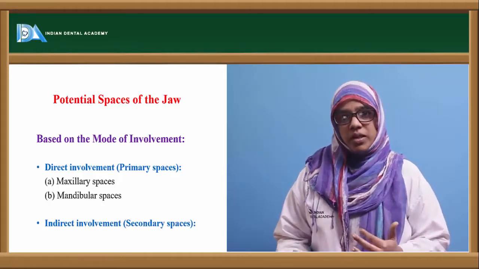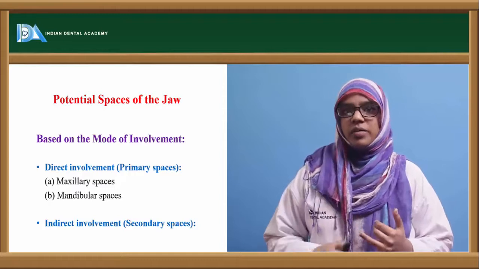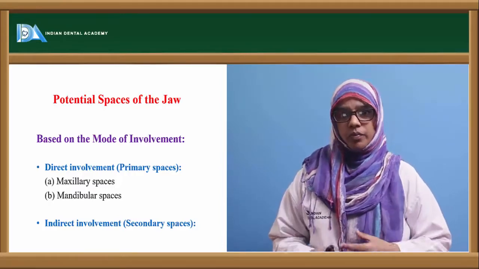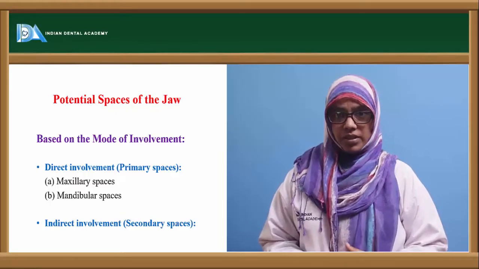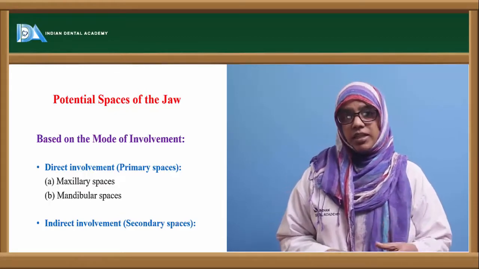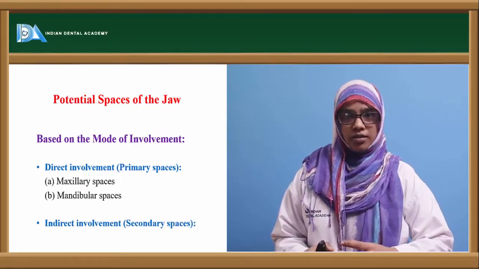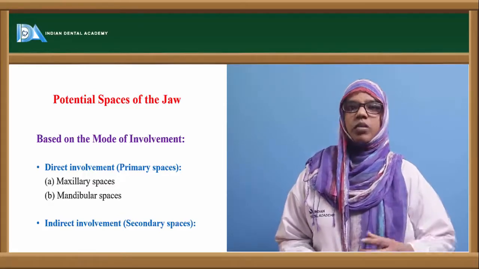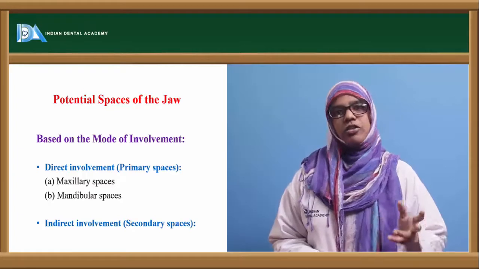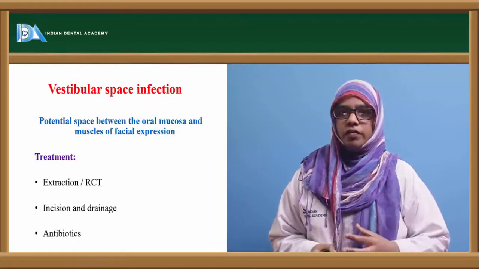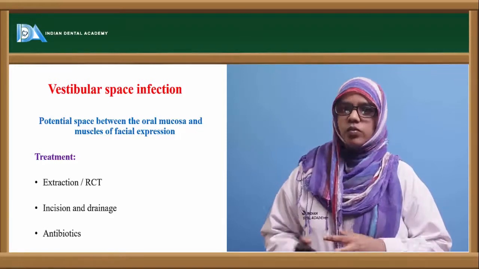Now, secondary spaces are pterygomandibular space, lateral pharyngeal space, retropharyngeal space, superficial and deep, that is temporal spaces. Now, these basically arise from the primary spaces. Infection doesn't occur directly. They basically arise from these primary infections because of the spread of infection in the path of least resistance. Now, vestibular space infection. We will see each of these spaces one by one.